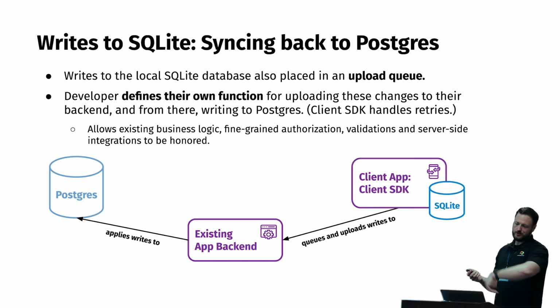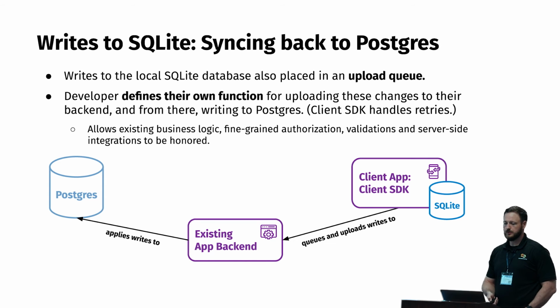And then the next question is, okay, what does the write path look like? Because it's active replication. If you make changes on the SQLite side, how do those changes make it back to Postgres? And as I mentioned, we send those writes through the developer's existing backend. So the developer can just write to the local SQLite database. But then the client SDK automatically puts those writes onto an upload queue. And then the developer has to define a function for uploading those changes to their backend.